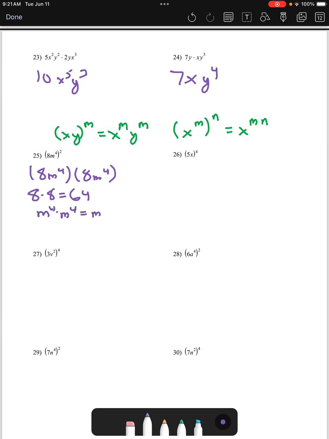Well, now this is like the previous problems. We can do 8 times 8 is 64. M to the fourth times m to the fourth is m to the eighth. We add those exponents. So we have an answer of 64 m to the eighth.